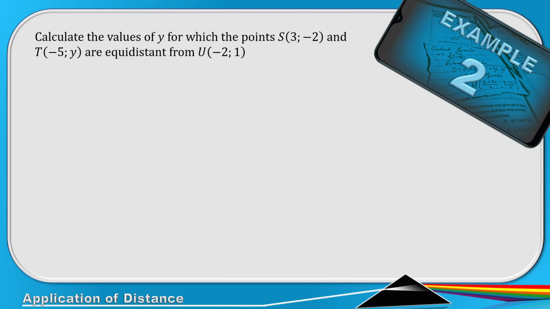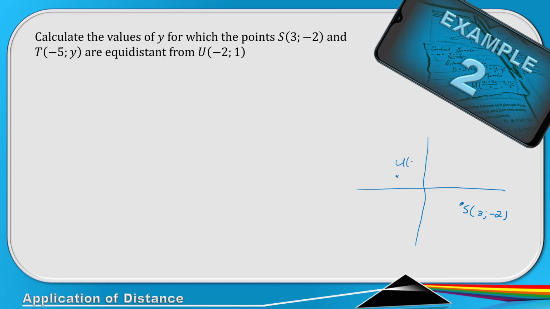Calculate the values of y for which the points S (3, -2) and T (-5, y) are equidistant from U. Now it helps to do a rough sketch in pencil of what's going on here. So we see that S is at (3, -2), so that's more or less over there. So that's going to be S (3, -2), and then we have U, which is (-2, 1), so basically more or less there.